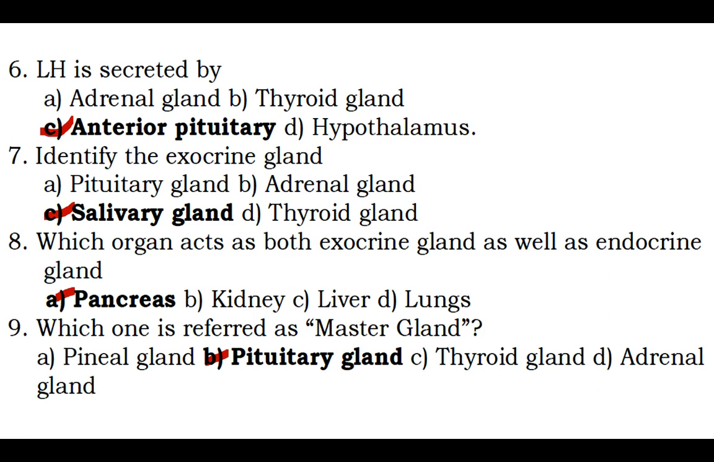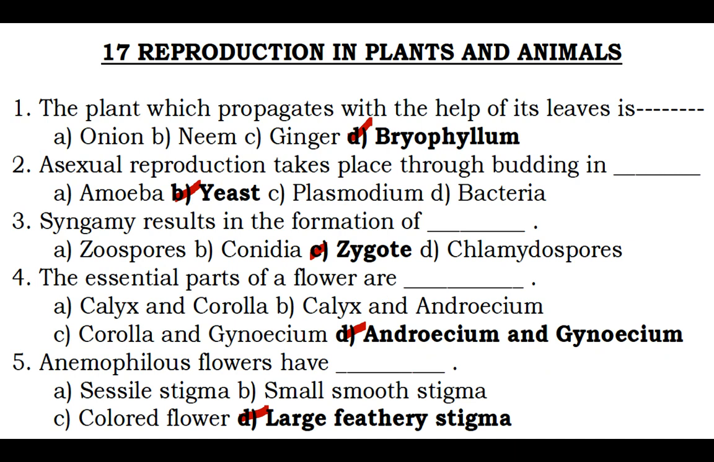Question number 9, which one is referred to as master gland? Option B, pituitary gland. 17th lesson, reproduction in plants and animals. Question number 1, the plant which propagates with the help of its leaves is option D, bryophyllum.